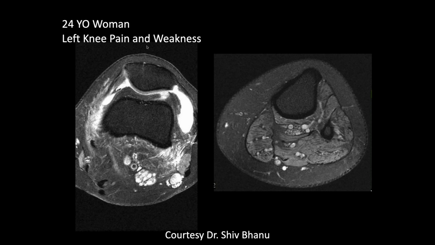So 24-year-old, left knee pain and weakness. There are 2 axial images through the knee joint and tibia. There's a joint effusion, increased signal intensity along the posterolateral subcutaneous tissue. It's kind of loculated. It could be a ganglion cyst. That fluid extending along the posterior soft tissues.